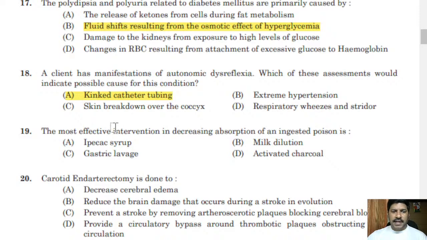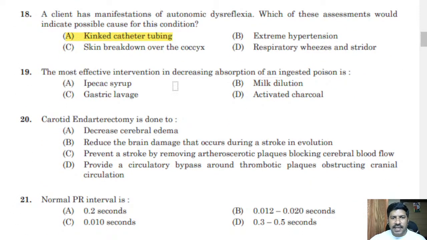19th question. The most effective intervention in decreasing absorption of an ingested poison is? So after taking poison through the mouth, what is the effective intervention? Everyone knows activated charcoal is a universal antidote against most kinds of poison. So we can give activated charcoal. It will delay the absorption from the stomach. Then we can start gastric lavage, or we can remove the poison. Otherwise, till the gastric lavage time, the poison will absorb into the blood. Then it will cause damage to our body.